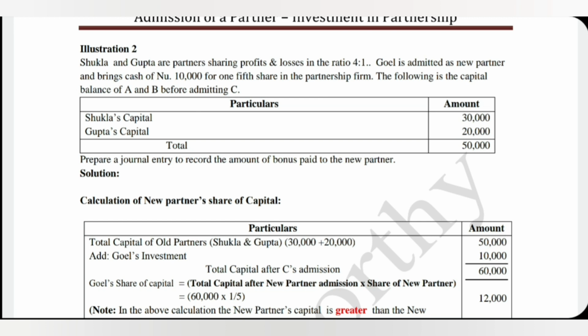How much has the new partner brought into the firm? That is, Goyal's investment is 10,000. Totally put together it comes to 60,000. Now Goyal's share of capital equals total capital after the new partner's admission times the share of the new partner. The total capital after the admission of the new partner comes to 60,000. The share of the new partner is 1/5, which comes to 12,000. If we compare Goyal's investment and Goyal's capital, Goyal's capital is greater than Goyal's investment.